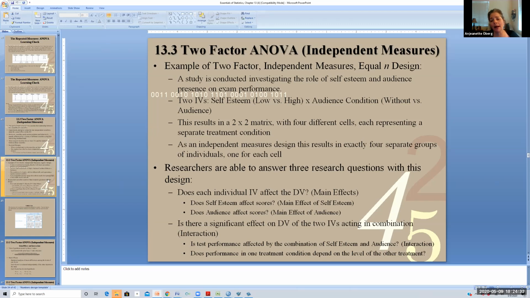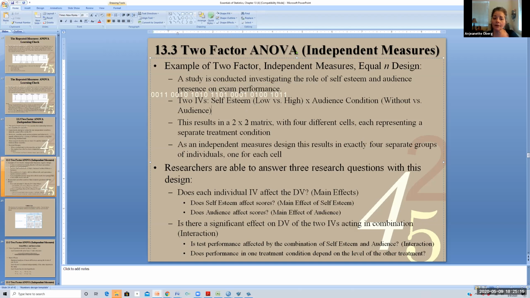Let's talk a little bit about what that might look like. We have a research study investigating the role of self-esteem and audience presence on exam performance. So I have two different variables or factors there. I have self-esteem, which can either be low or high. There are two conditions. And then I have audience condition, which is either without an audience or with an audience, also two conditions. So I have one independent variable, low or high self-esteem, and a second independent variable, with or without an audience. And I want to look at how that affects exam performance.